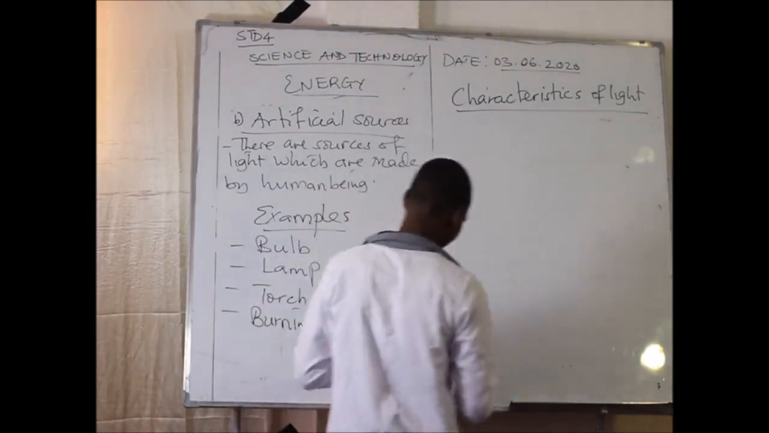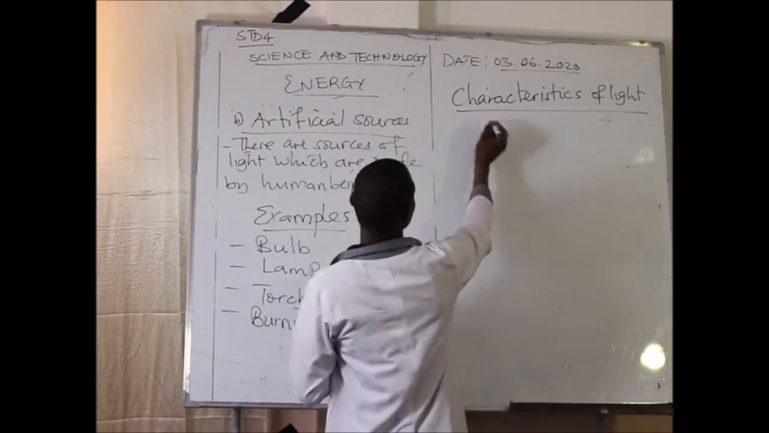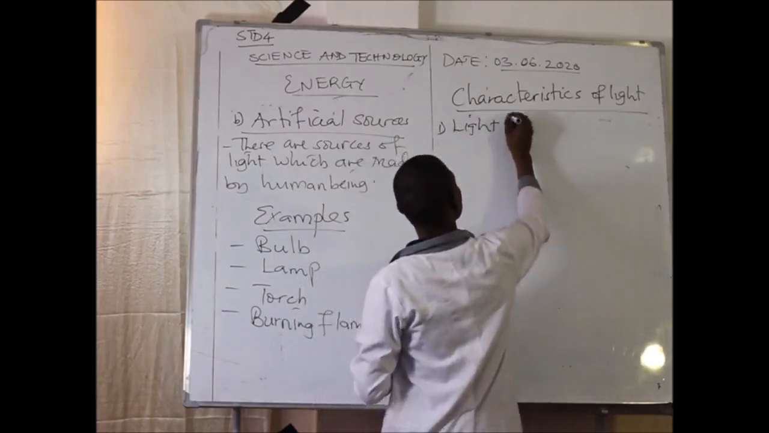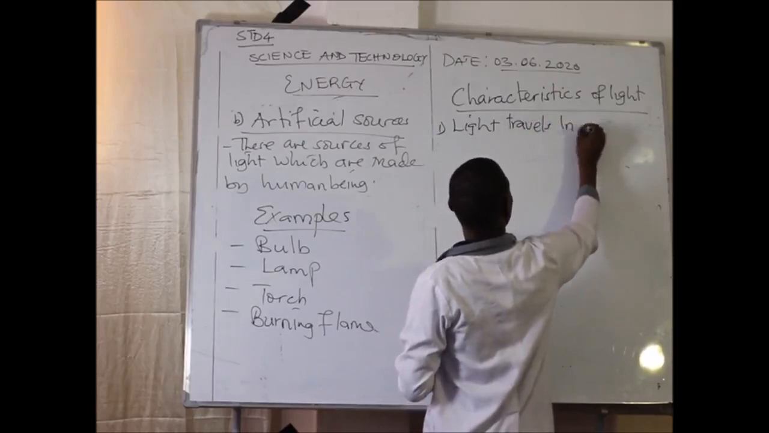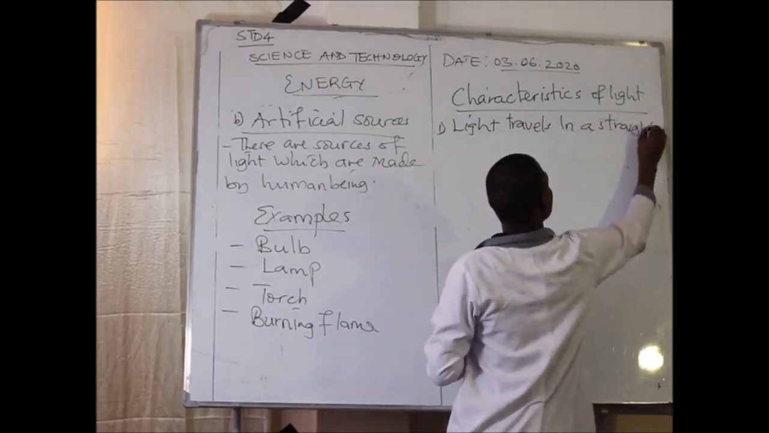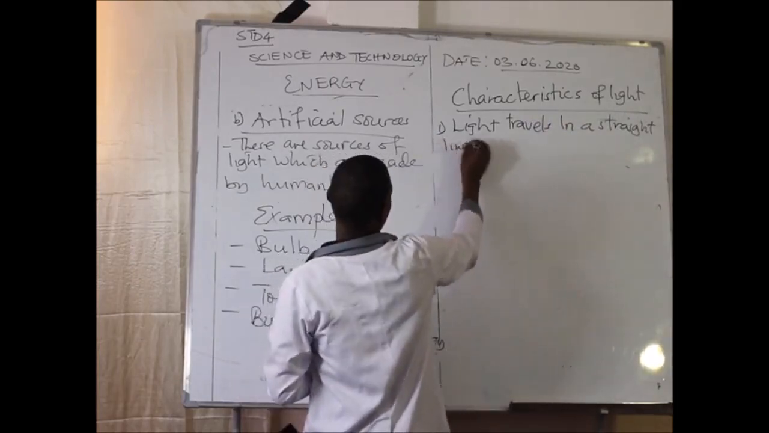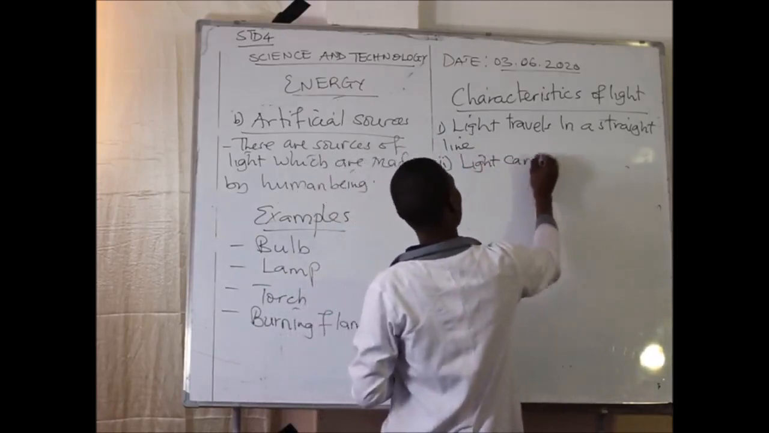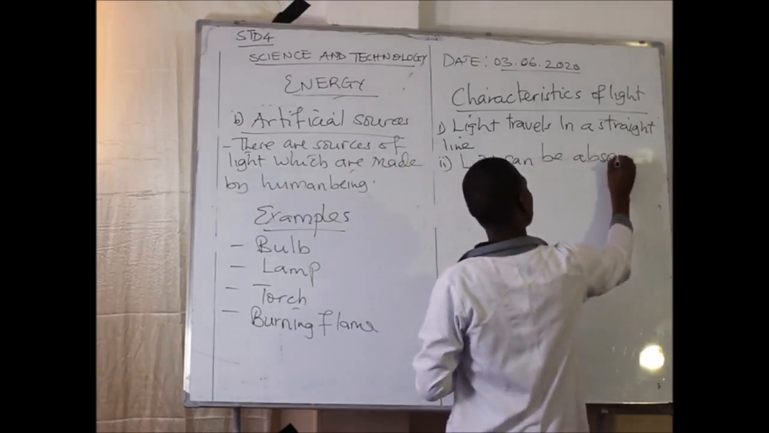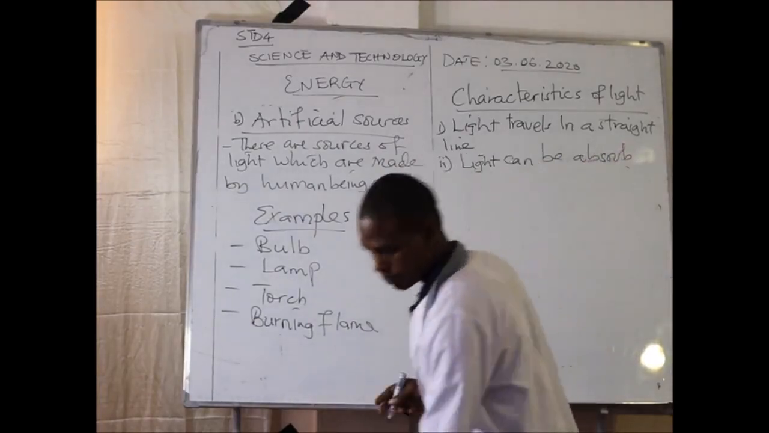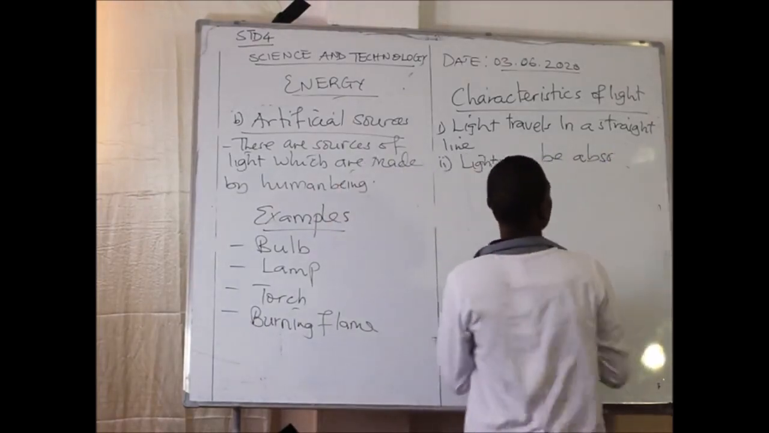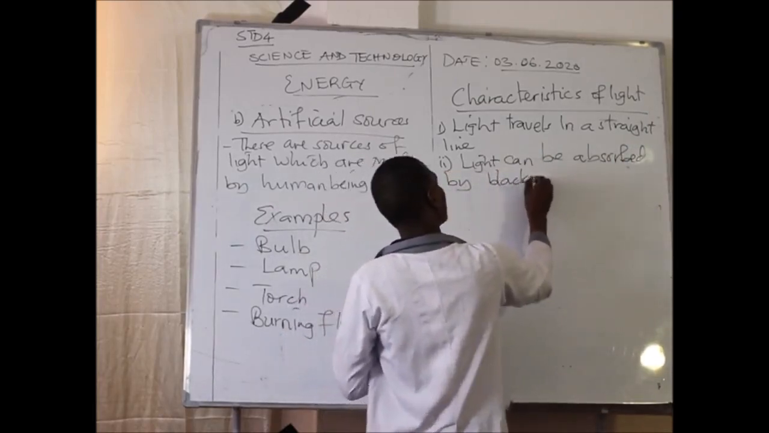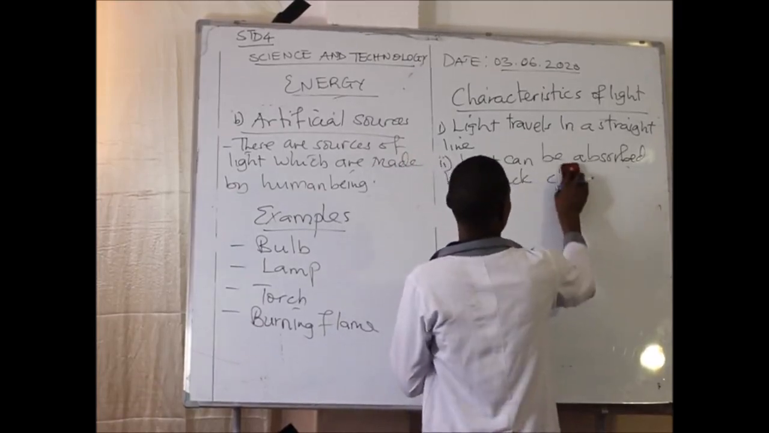So let's just write. The first one, you say 1. Light travels in a straight line. Second one, light can be absorbed by black color.